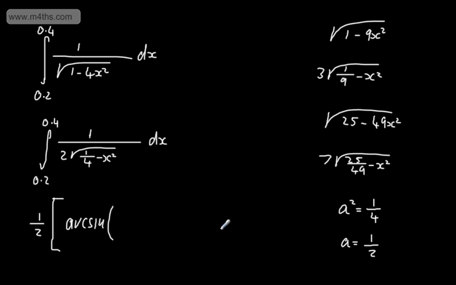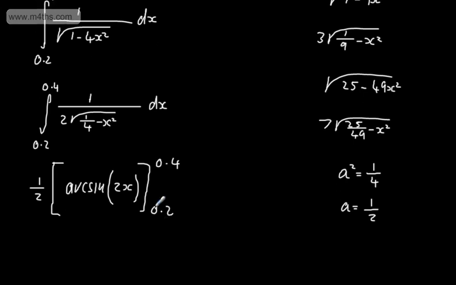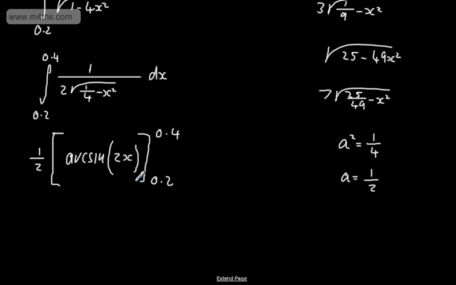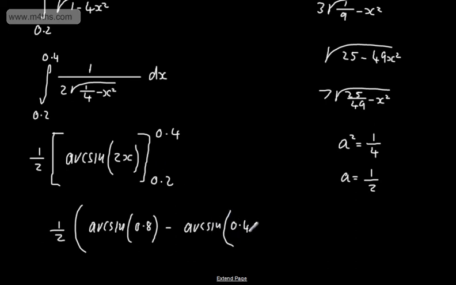Well, x over 1/2 is going to give us 2x, and then we're considering now the integral from 0.2 to 0.4. So we're going to work in radians. If you're doing any integration with trig, we work in radians, and we will give this now to 3 significant figures. So what we're going to have here is 1/2, and then we'll have now the inverse sine or arcsin of 2 lots of 0.4, which will give us 0.8, minus now arcsin, or if you like, the inverse sine of 2 lots of 0.2, which will give us 0.4.